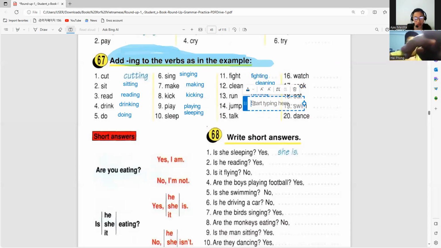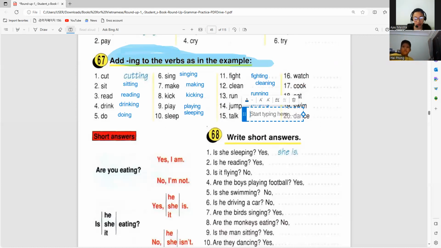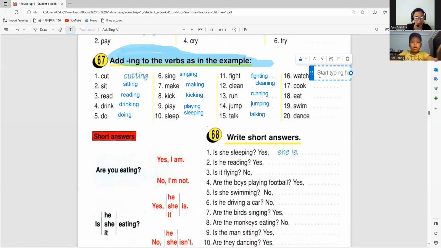Is it number 14? Your answer is? Jump. Yes, that's right, jumping. Okay, number 15, talk. Your answer is talk. What is your answer? Talking. That's right, talk, talking. Okay, how about number 16? Watch. Okay, watch, watching. Okay, number 17.